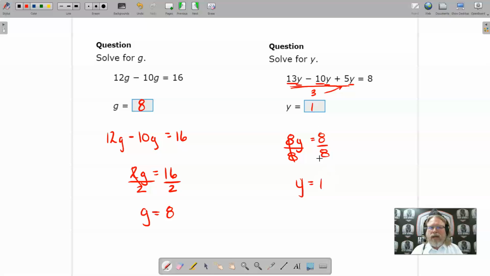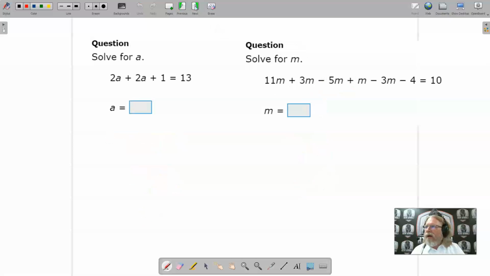So y equals 1. On the next problem, we have terms of a here and here. We have 2 terms that are alike. So 2a plus 2a, well, if I double that, basically, I end up with 4a. Now let's bring down the plus 1 and equals 13.